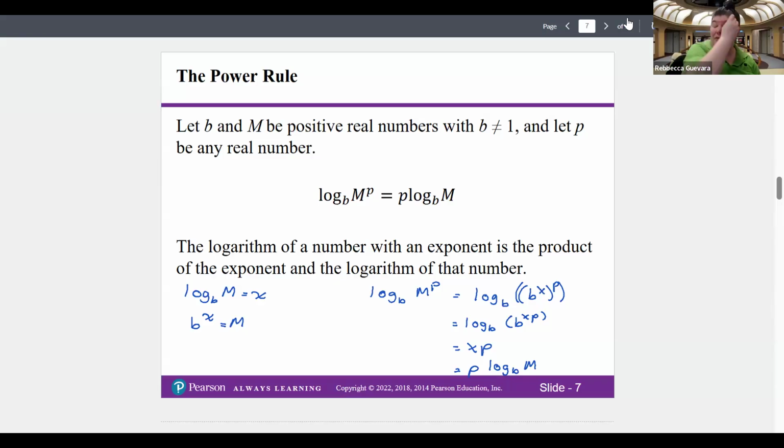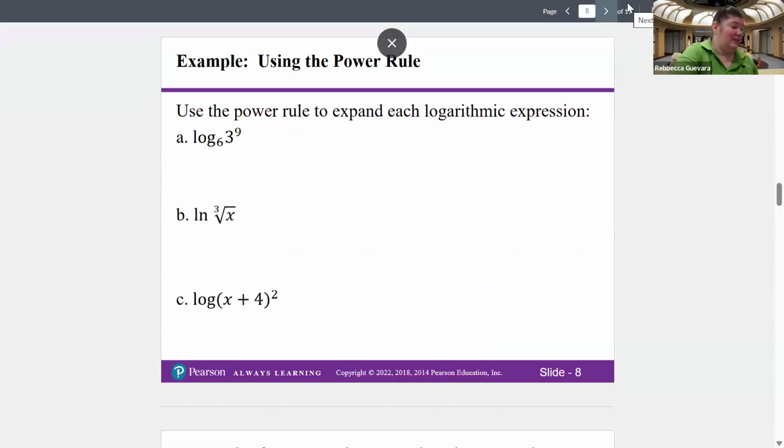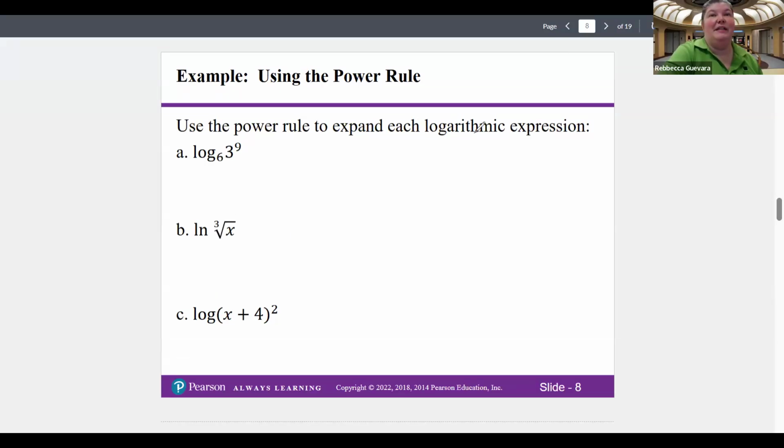So actually, properties of logarithms get used a lot in calculus. If you're planning on taking calculus, this is going to be something you will use quite a bit. So we will use the power rule to expand each logarithmic expression. We have log base 6 of 3 to the 9. According to our rules, this power gets pulled out front. So we're going to have 9 log base 6 of 3.